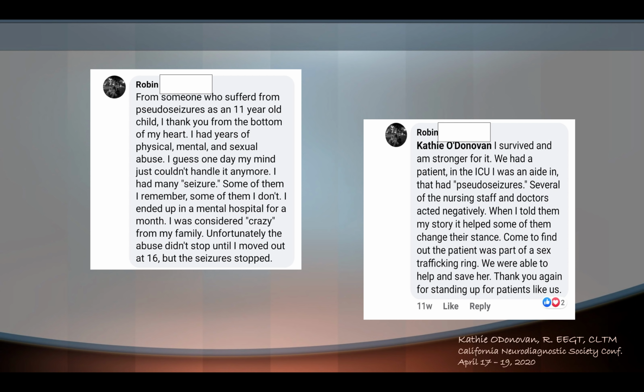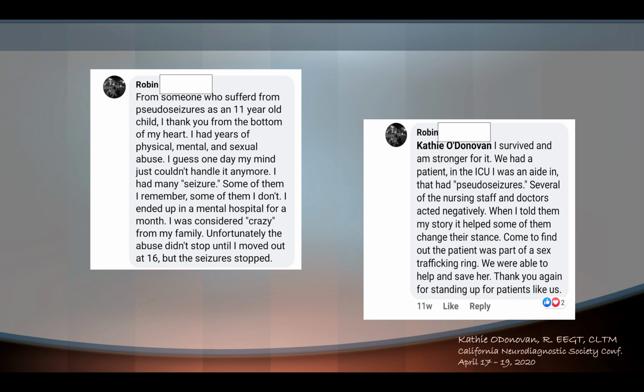So Robin posts on here, and she says, from someone who suffered pseudo seizures as an 11-year-old child, I thank you from the bottom of my heart. I had years of physical, mental, and sexual abuse. I guess one day in my mind I just couldn't handle it anymore. I had many seizures. Some of them I remember, some of them I don't. I ended up in a mental hospital for a month. I was considered crazy by my family. Unfortunately, the abuse didn't stop until I moved out at 16, but the seizures stopped.